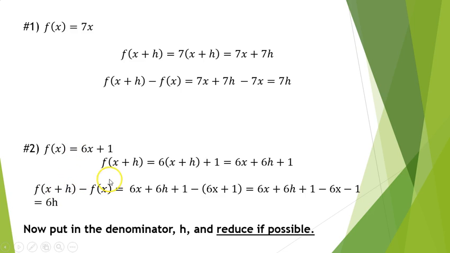Down here, f of x plus h turned out to be 6x plus 6h plus 1. We'll subtract 6x plus 1. Notice the parentheses, so we subtract the whole thing. So 6x gets added in and subtracted off. So does 1, leaving us with just 6h. Once we have that numerator, we'll put in the denominator h and reduce if possible, very carefully.